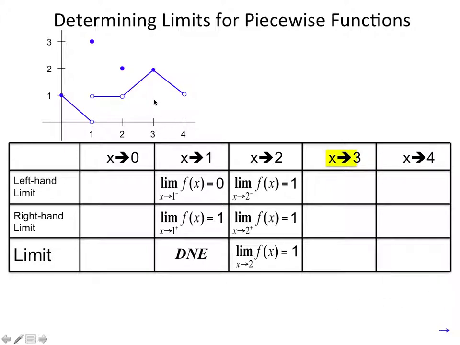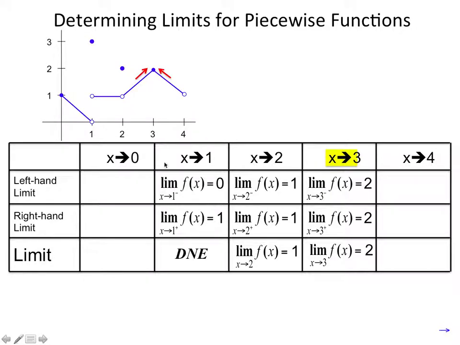So now we're going to talk about this location, x equal 3, x approaching 3. So if we approach it from the left, we're approaching a y value of 2. If we approach this from the right, again we're approaching a y value of 2. These two values are the same, so the limit exists, and it's 2.